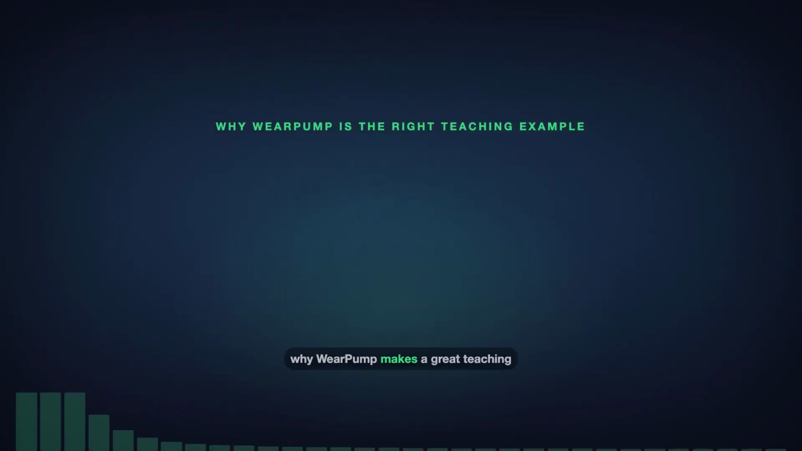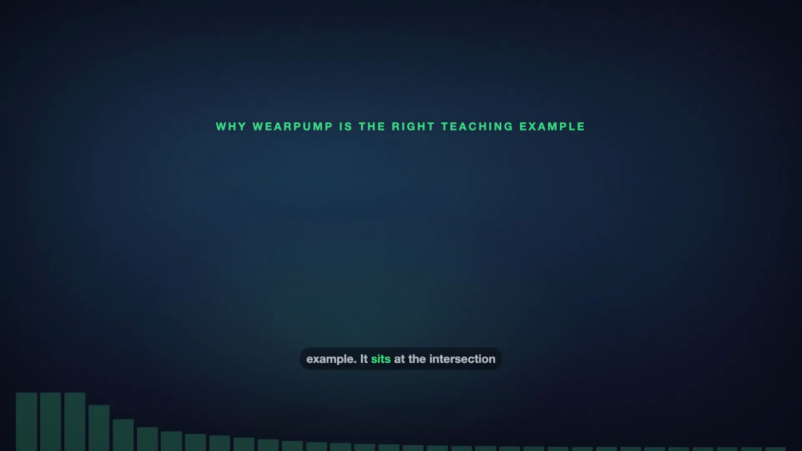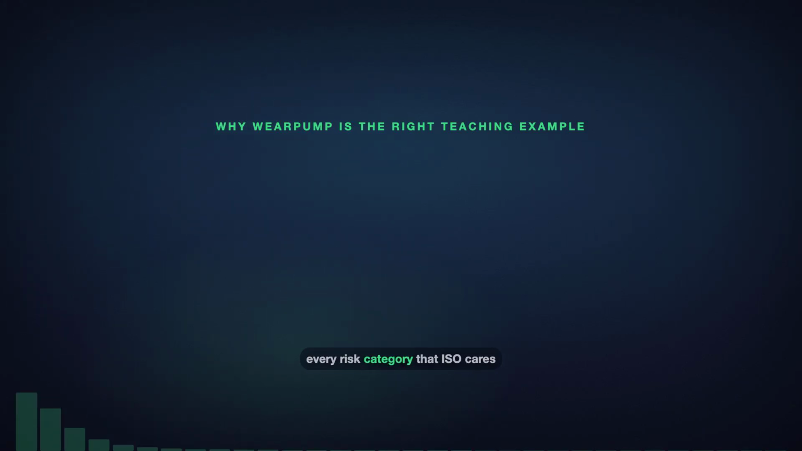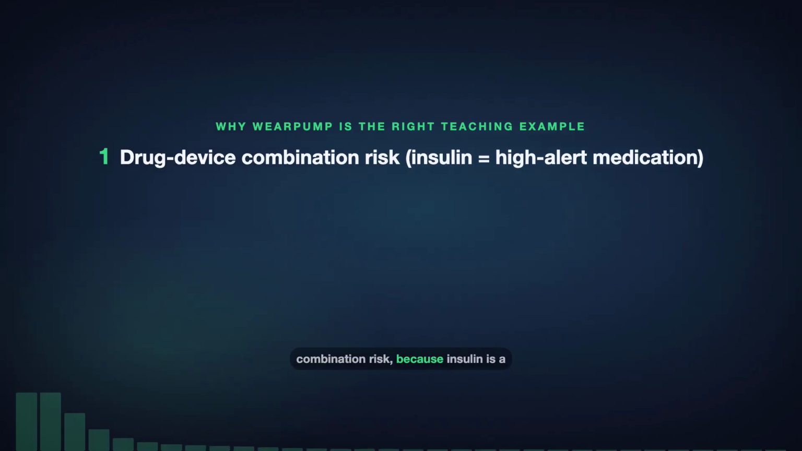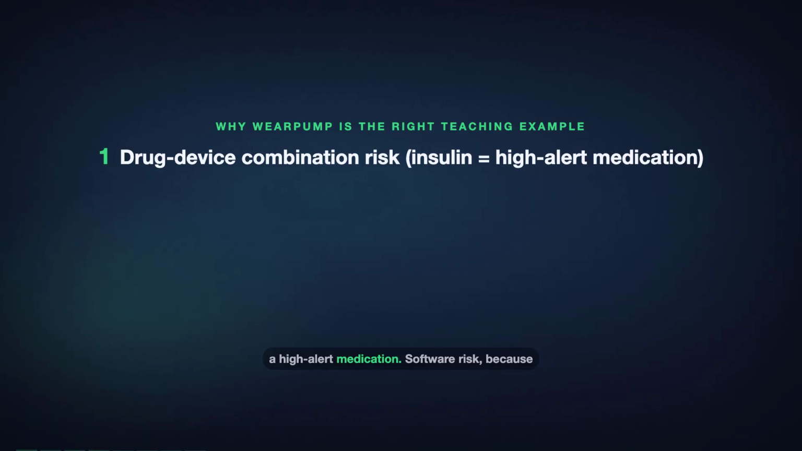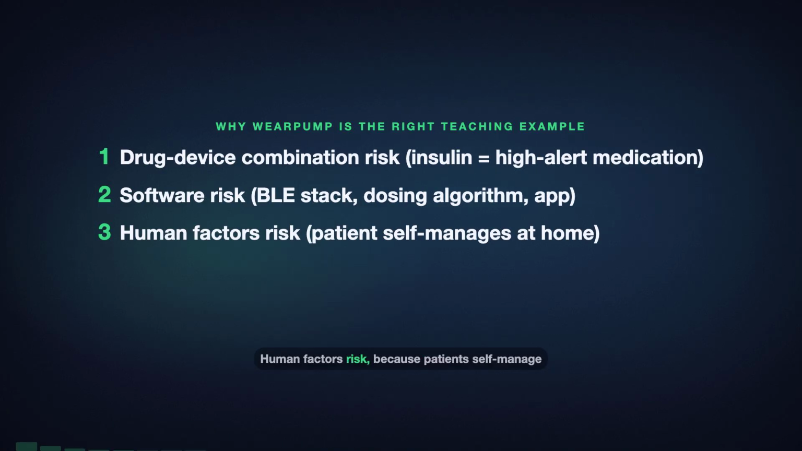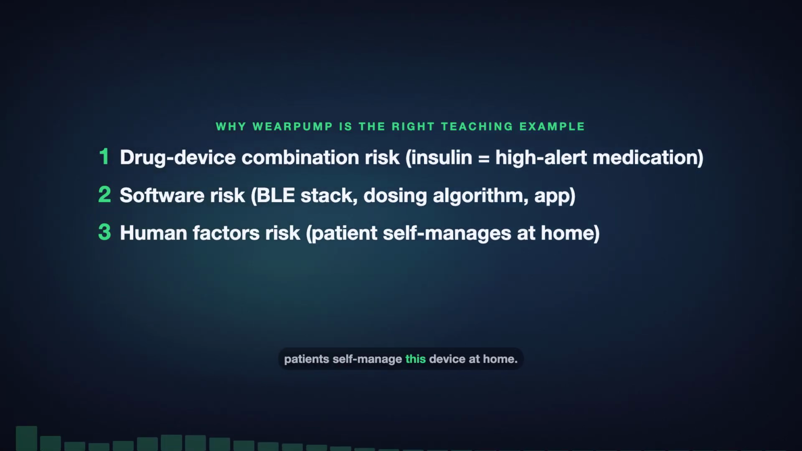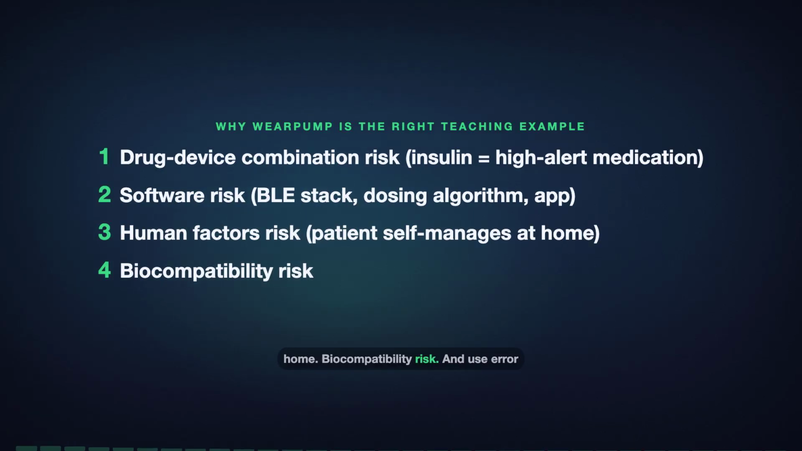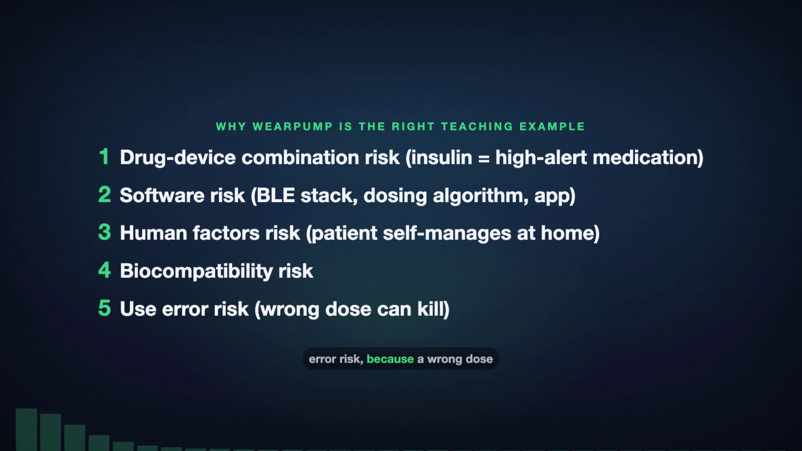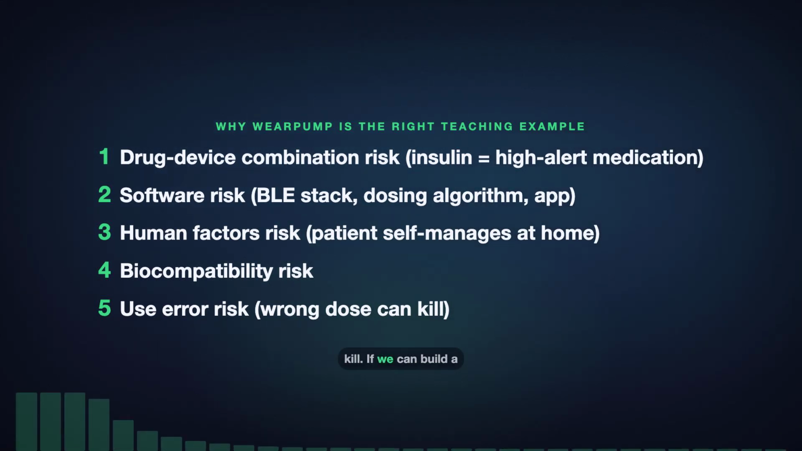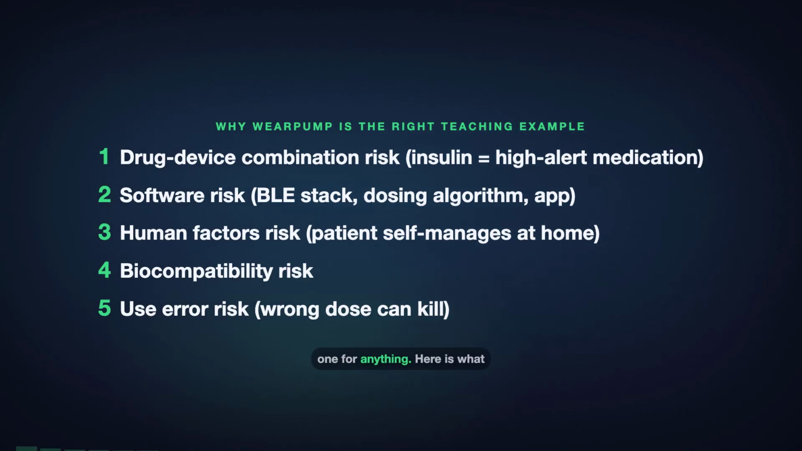Here is why WearPump makes a great teaching example. It sits at the intersection of almost every risk category that ISO 14971 cares about. Drug-device combination risk, because insulin is a high-alert medication. Software risk, because the BLE connection and dosing algorithm are regulated components. Human factors risk, because patients self-manage this device at home. Biocompatibility risk, and use error risk, because a wrong dose can kill. If we can build a rigorous risk management file for WearPump, you can build one for anything.